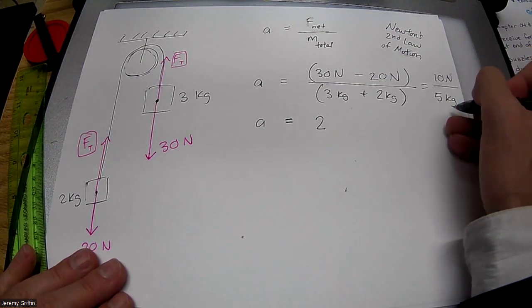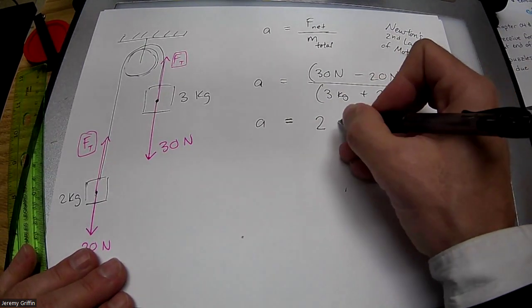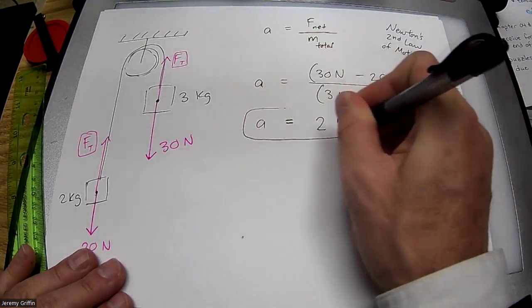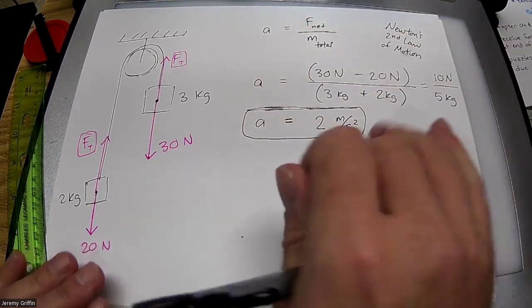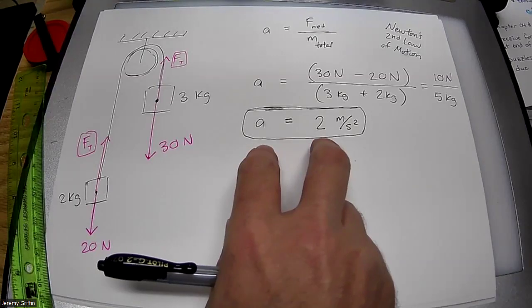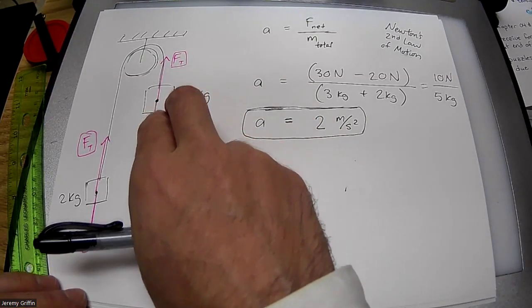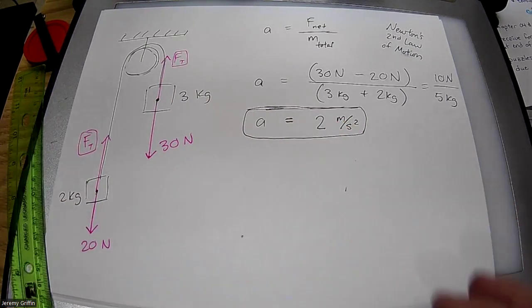And guys, newtons divided by kilograms is what unit? Meters per second squared, which describes an acceleration, doesn't it? There you go. There's your first answer right there. So you could say the acceleration as a whole is 2 meters per second squared. The large block is accelerating down at 2 meters per second squared. The small block is accelerating up at 2 meters per second squared.